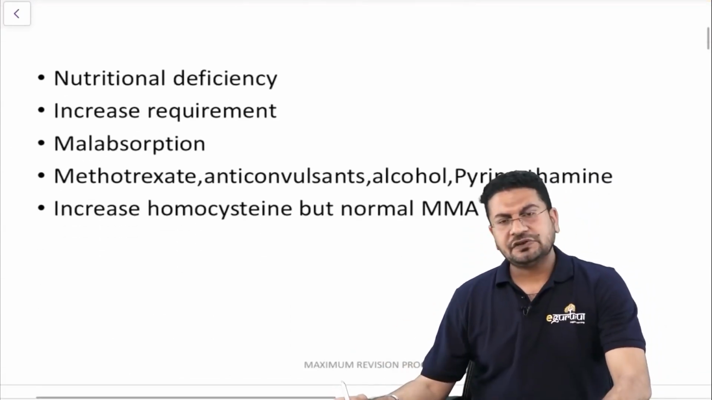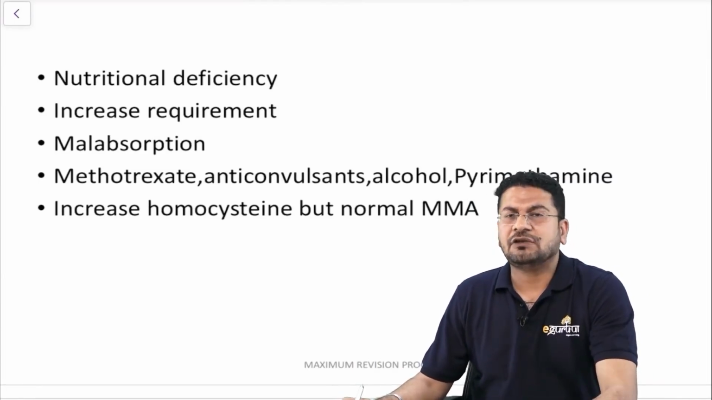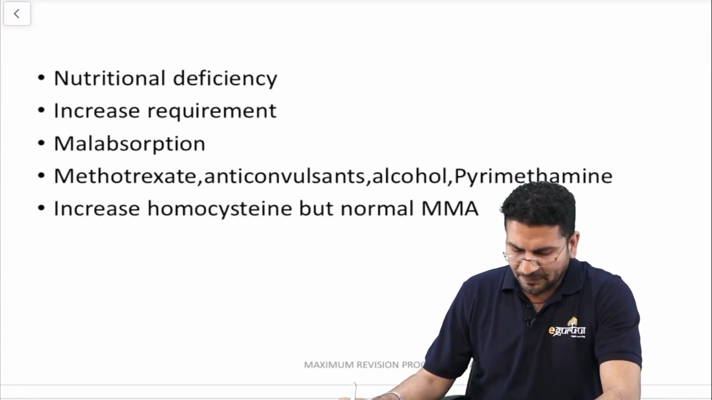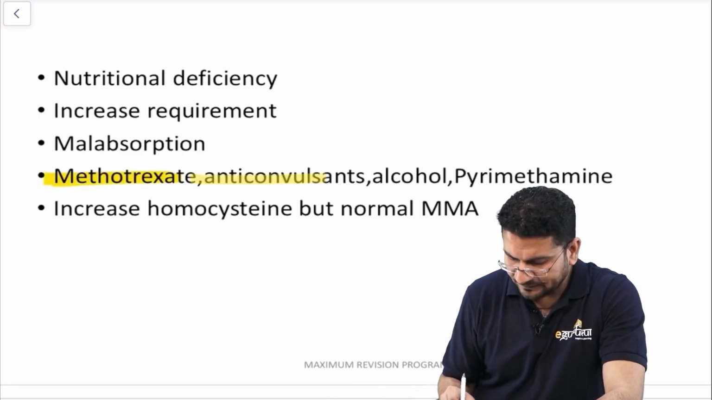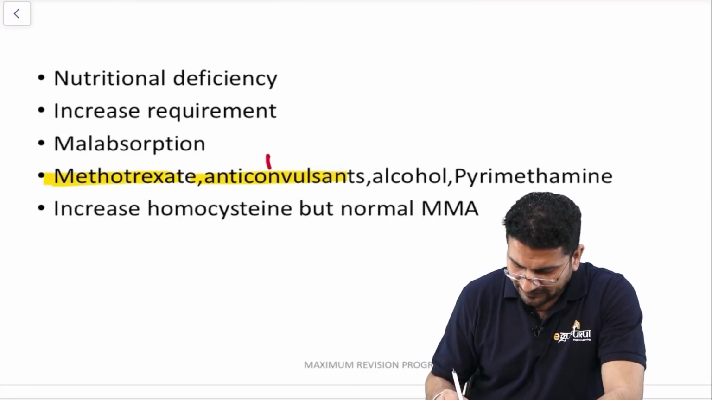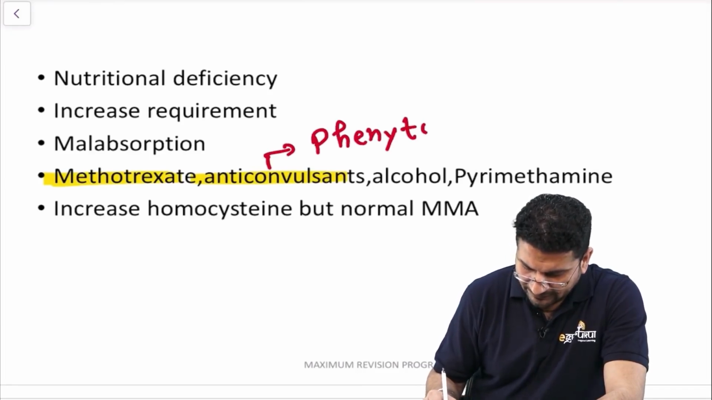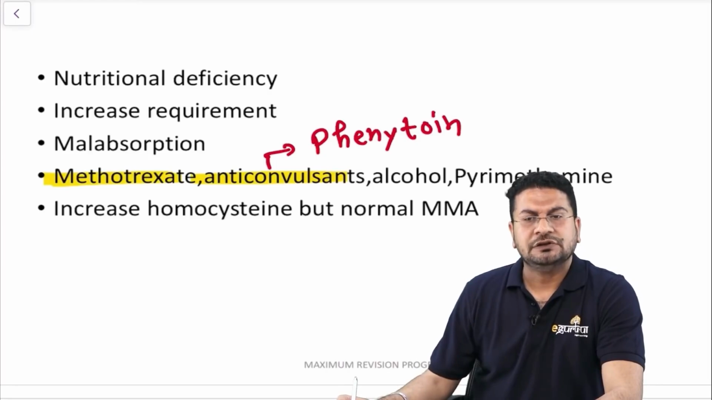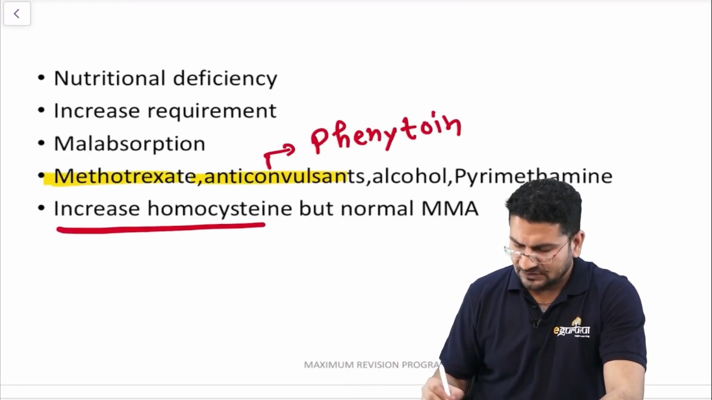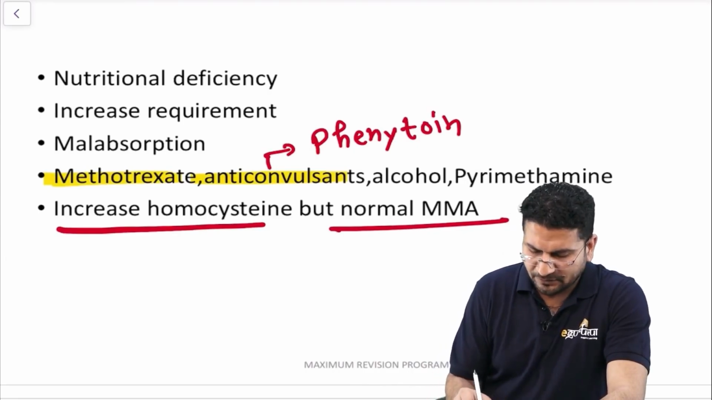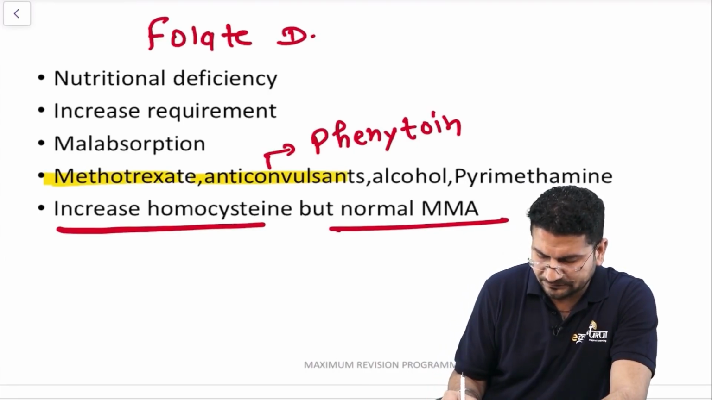Nutritional deficiency can be due to less dietary intake, or due to increased requirement as in pregnancy. It can be part of malabsorption, but more important here you should remember some drugs like methotrexate and anticonvulsants. The anticonvulsant they can ask you in the exam is phenytoin. Very, very important, phenytoin. You will see homocysteine level will be increased like in B12, but methylmalonic acid level will be normal. So these are your MCQs suggestive of folate deficiency.